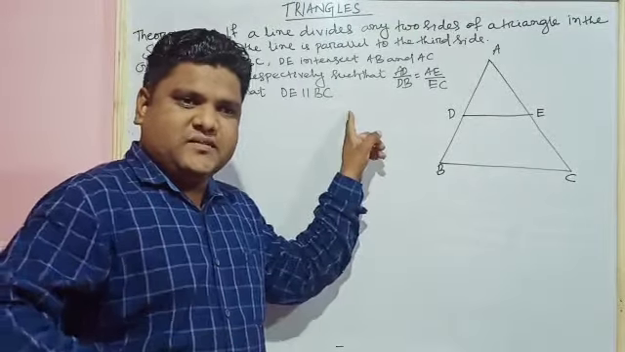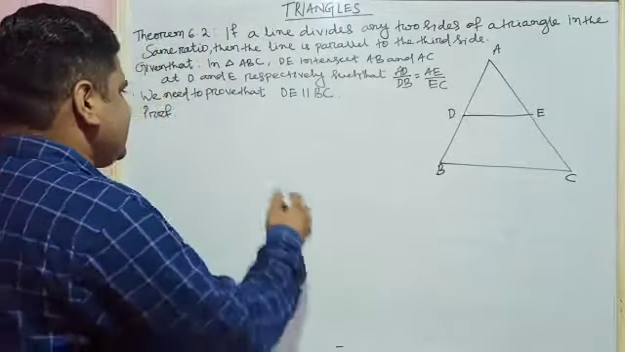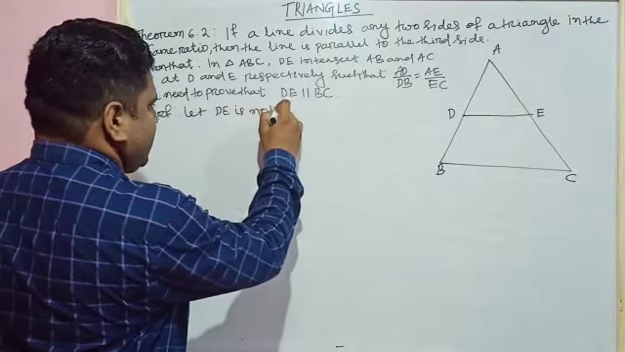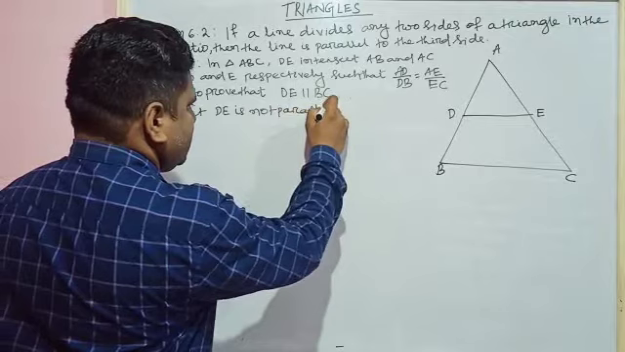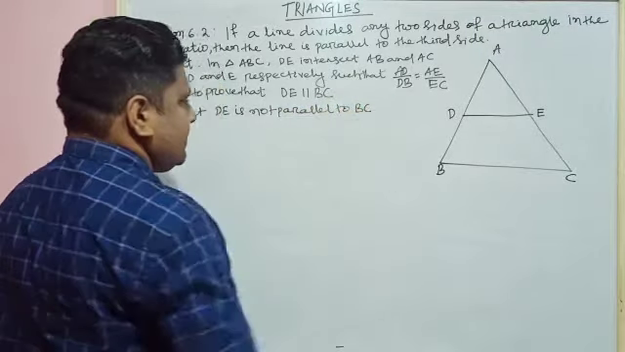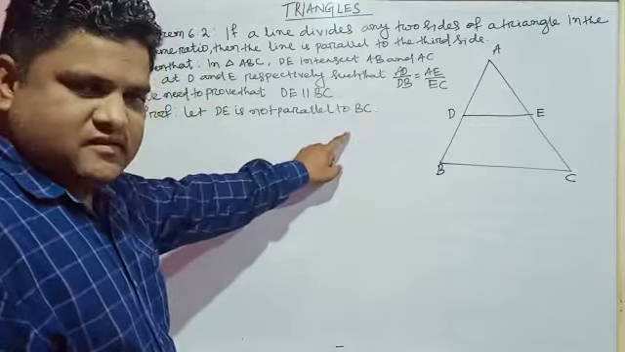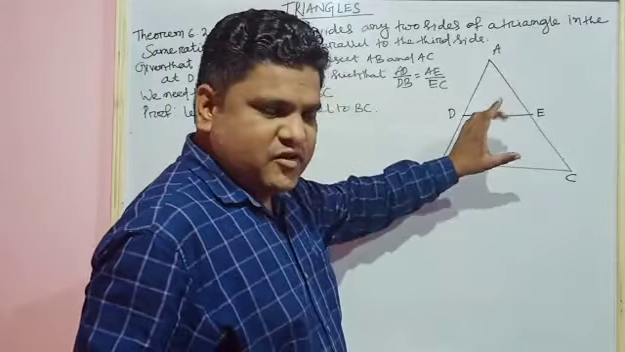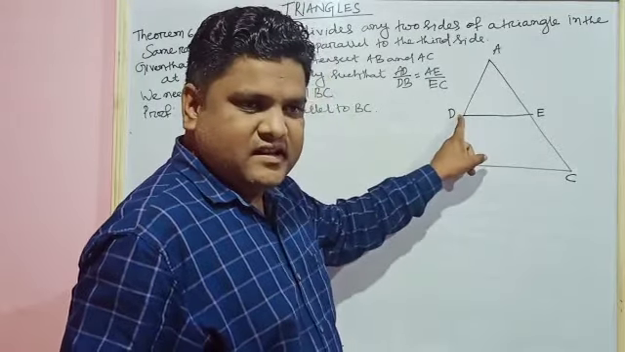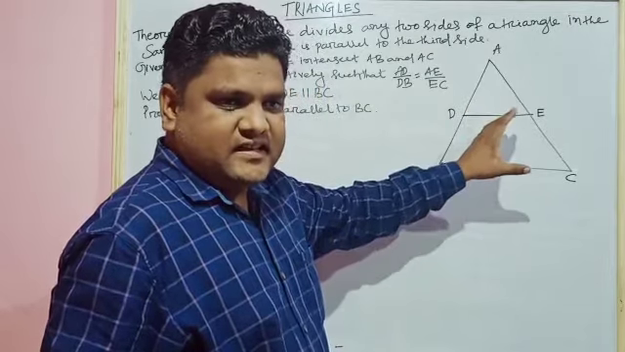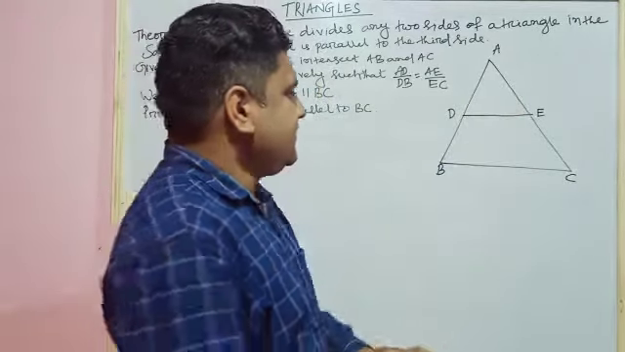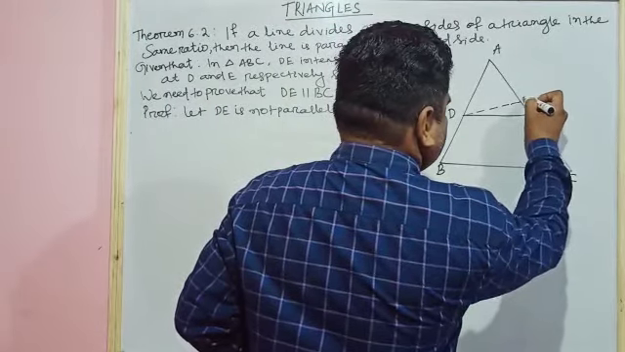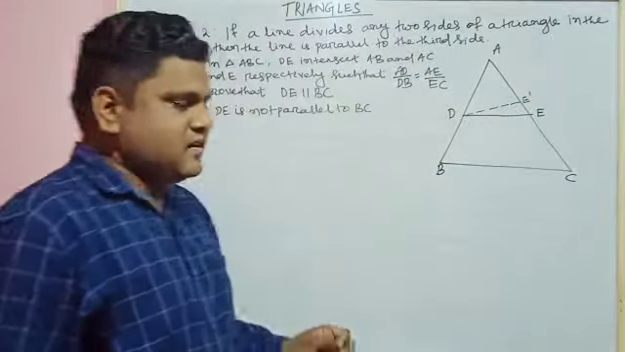So its opposite or contradiction statement is: let DE is not parallel to BC, and we have to prove this statement false. So there exists a line parallel to BC which passes through D. Let the line be DE dash, and E dash is that point on AC. So we have to construct a line DE dash.